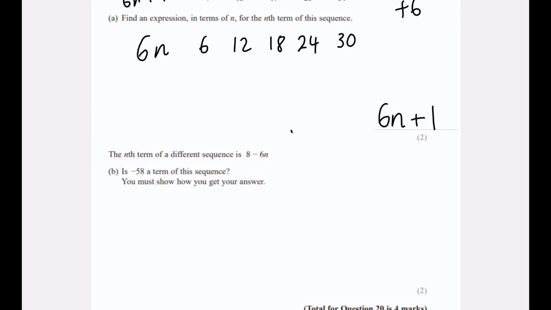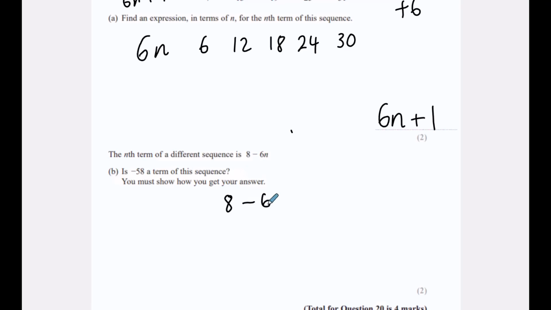The nth term of a different sequence is 8 minus 6n. Is negative 58 a term of this sequence? You must show how you get your answer. So to find the terms, the first term is when n is 1, which would be 8 take away 6, which would be 2. The second term is when n is 2, and so on. We don't really want to just keep going up until we get to negative 58.